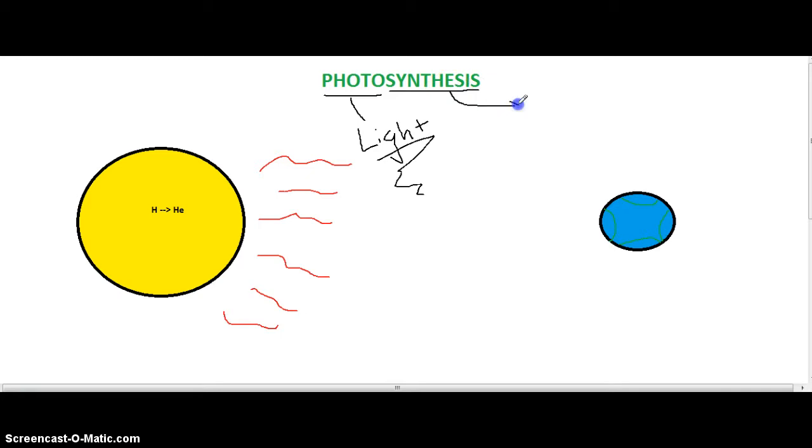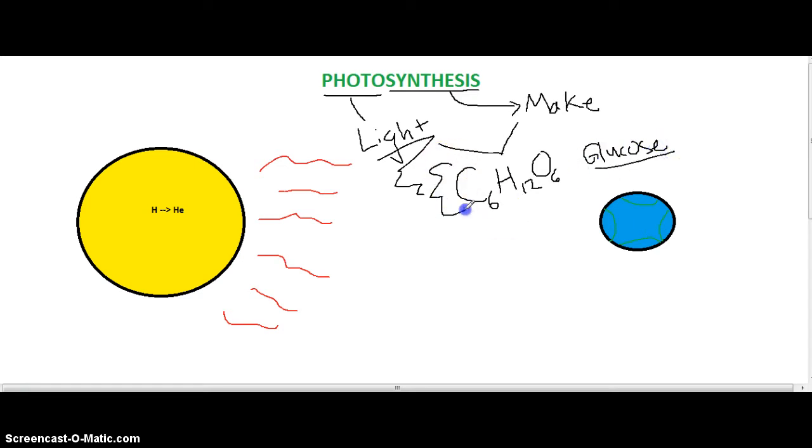DJs synthesize. To make. Right? To make from light. What are we making from light? C6H12O6. What is that? Glucose. Right? All right, okay, let's talk about photosynthesis.